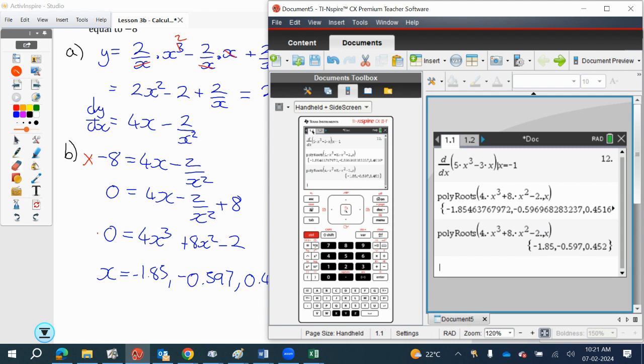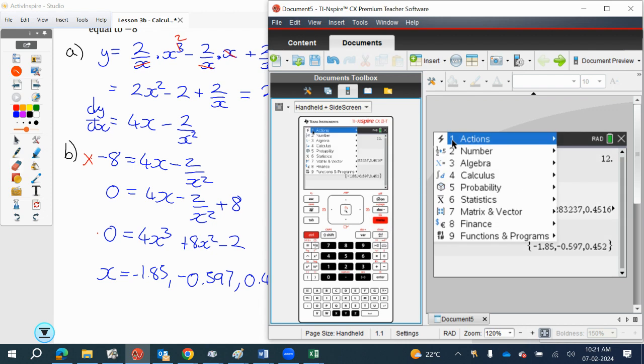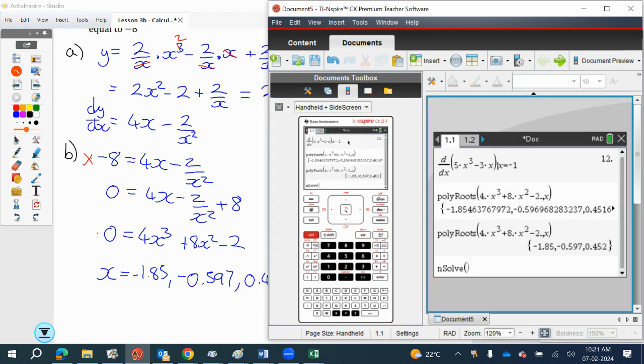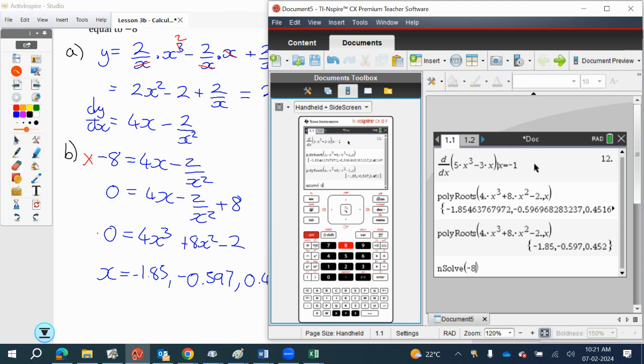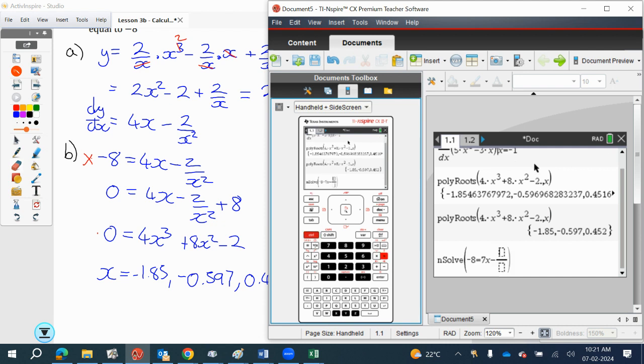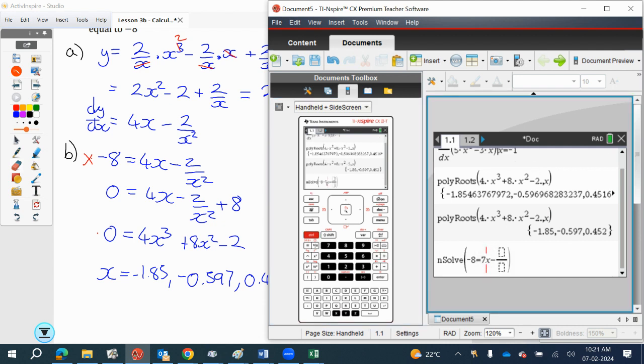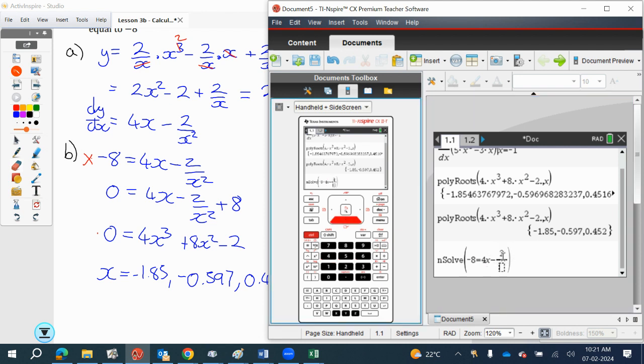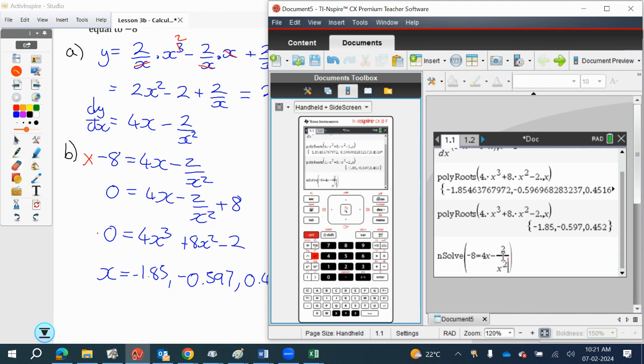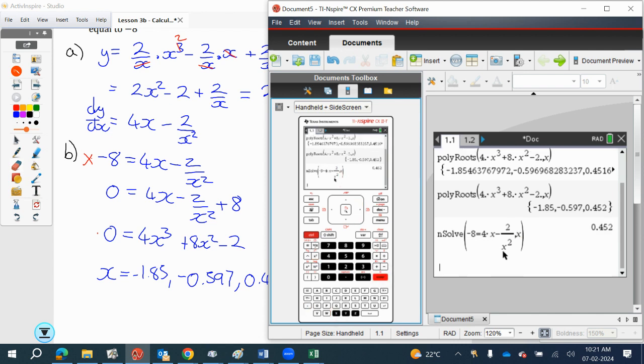Let's go to nSolve. You like to start right at the beginning and just nSolve the whatever out of that. So algebra, nSolve, our trusted friend: minus 8 is equal to 4x minus 2 over x squared, comma x. One of the problems with nSolve is we get one answer. We've got to find more answers.